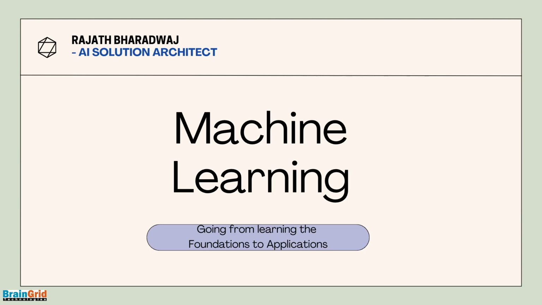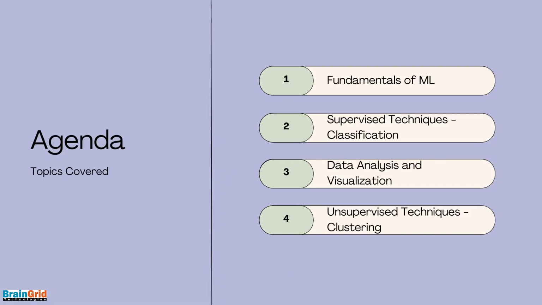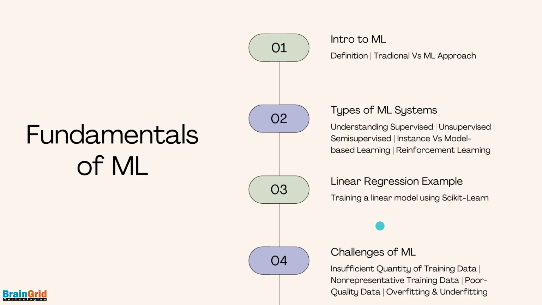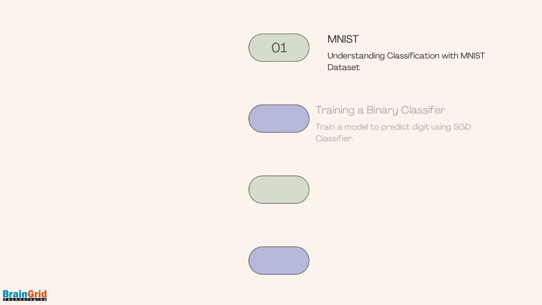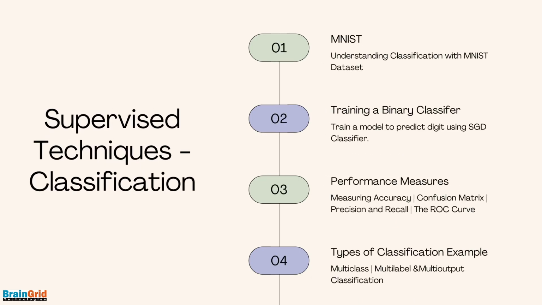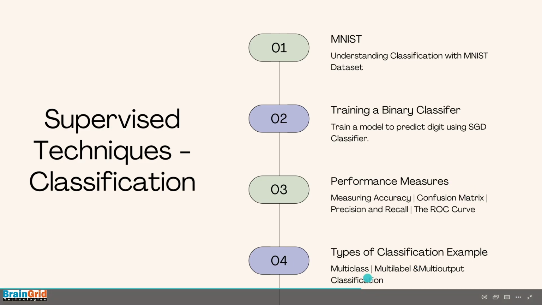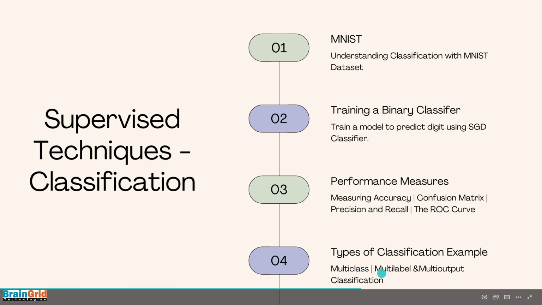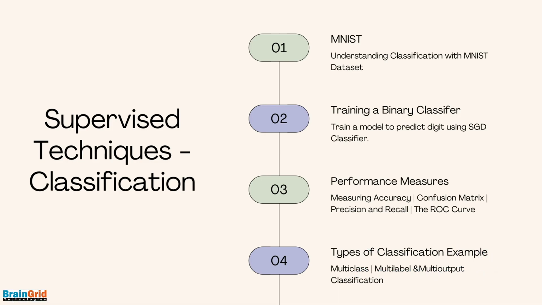Now, if you remember, we had left off by covering the fundamentals of ML. So, in the last session, we completed the challenges of ML. Now, we are going to take a look at the supervised techniques. That is the classification. So, the agenda for today's tutorial would be understanding the MNIST dataset, training a binary classifier, doing different performance measures, and just as a brief explanation, I will give you an idea of the different types of classification that exist. So multi-class, multi-label, multi-output classification. All right, so let's get started.